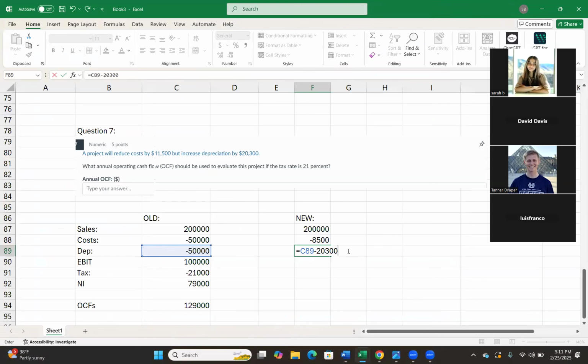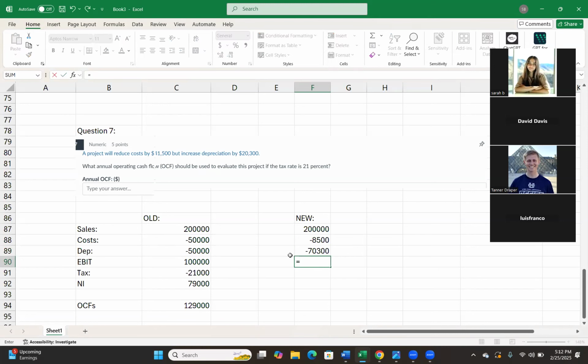So I've got this set up right here. So my sales went down. So my costs went down. So I added back 41,500 because if my cost goes down, that means my cash flow is gonna increase, right? So I'm adding. My depreciation increases, so I'm gonna add the negative 2,300 to the negative 50,000.